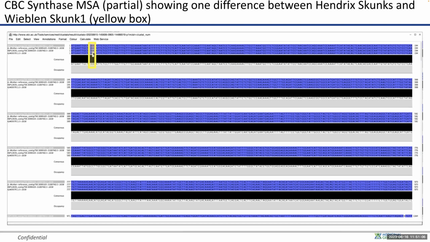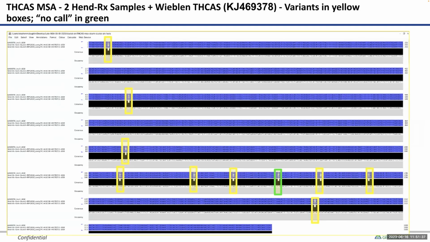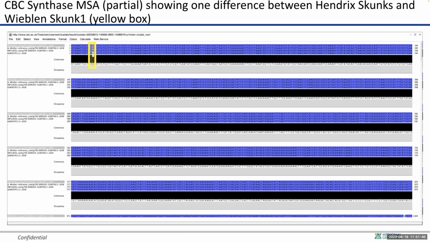And so there is one position in the Weeblin skunk 1 CBC synthase that has a variant not found in the other, in Jamaican Lion or in the two Hendrx skunks. So this is a difference that I wanted to report on. It could be a fake variant, a false positive from the sequencing data. I don't know, but it's not as strong as looking at multiple variants across one gene. It's just one variant.